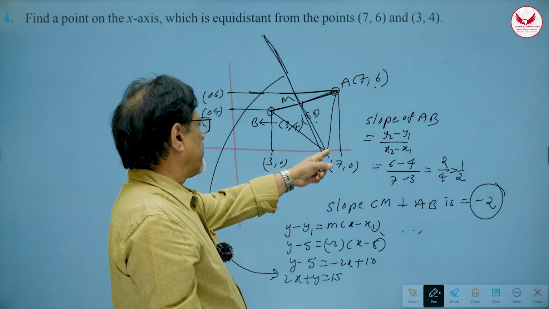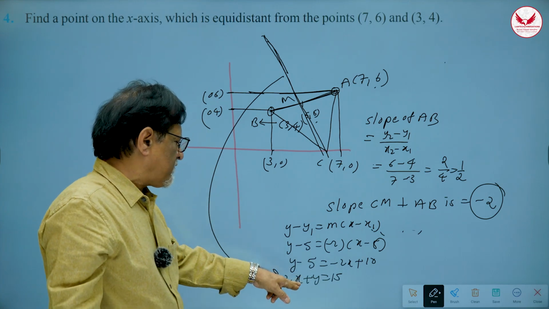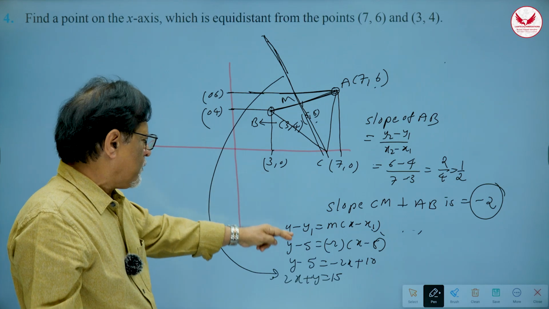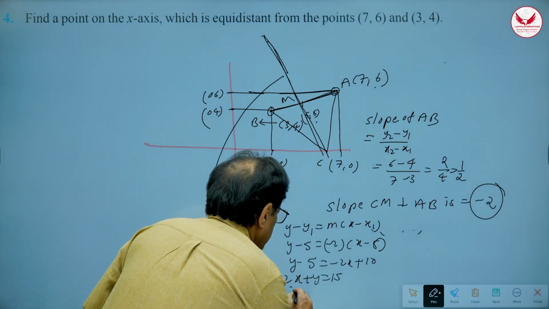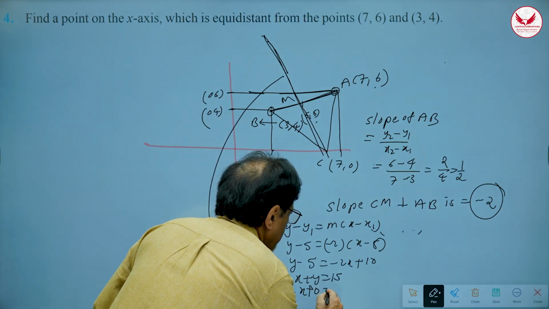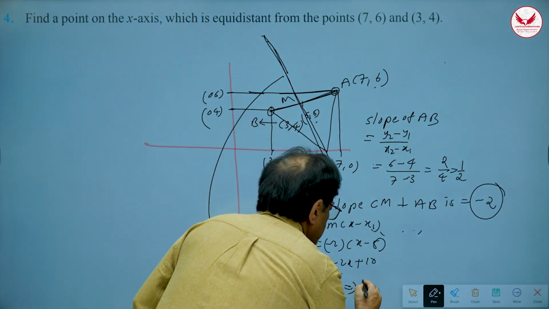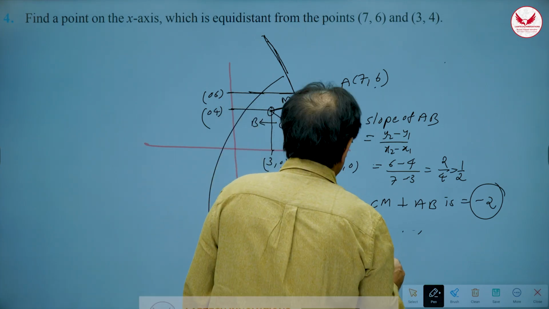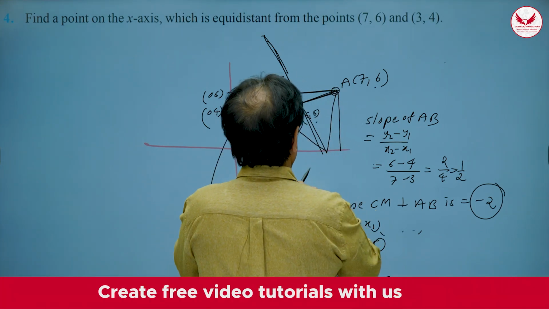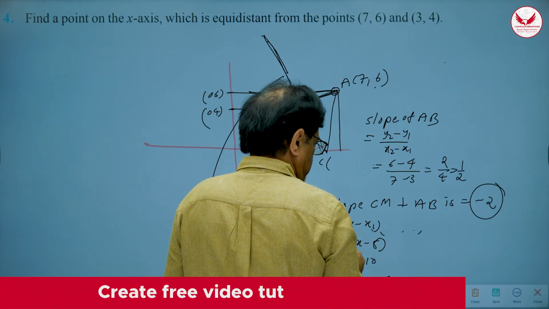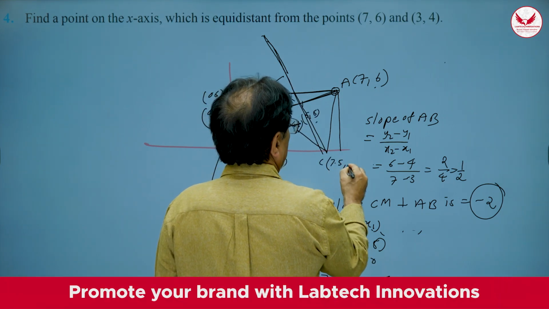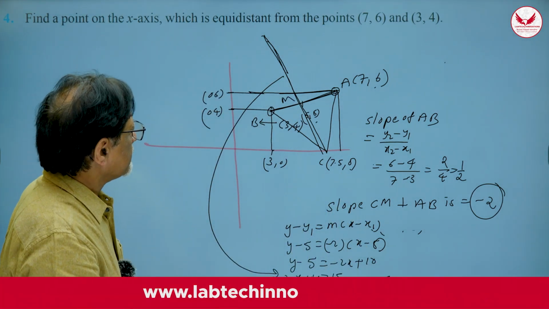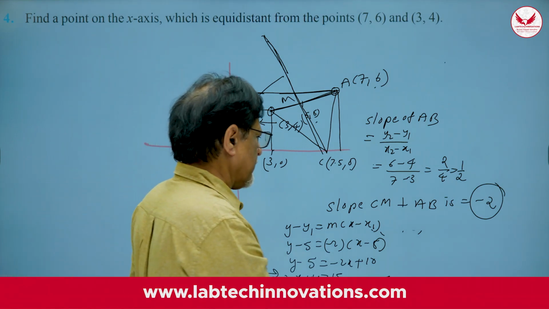Now the point we want to find is the point of intersection of this line and the x-axis. Now every point on the x-axis has y-coordinate 0. So we'll put y-coordinate 0 here so that this becomes 2x plus 0 is equal to 15, which gives me x is equal to 15 divided by 2, or 7.5. So the coordinates of this point are 7.5, 0. That's the end of it, okay.